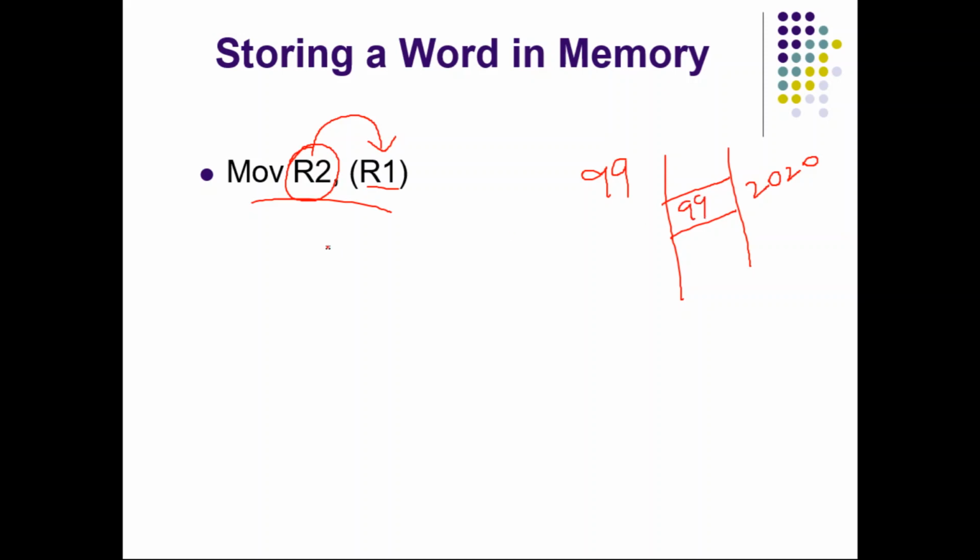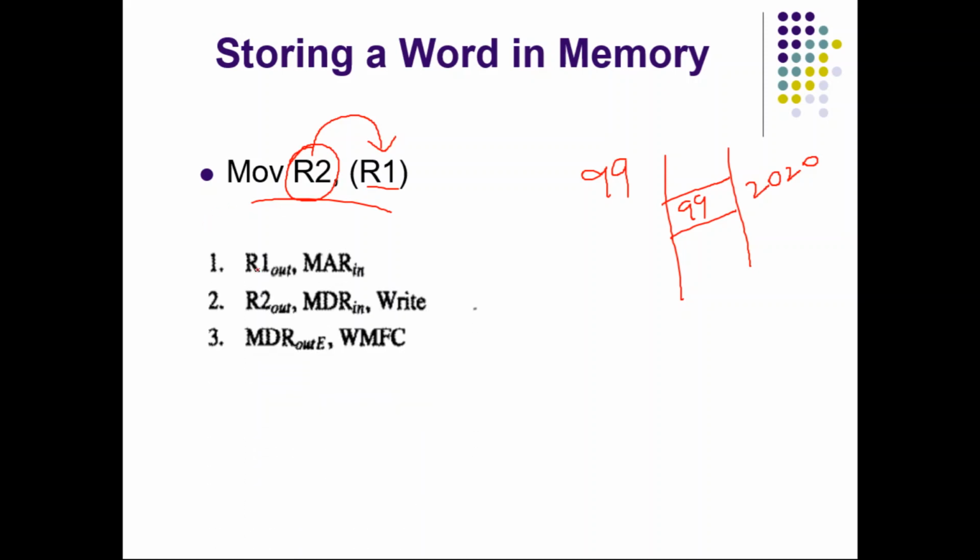This is the objective of this statement. So how will it be done? What is the sequence of operations? R1 out, comma MAR in. So when you give R1 out, what will happen? Whatever is in R1 will be moved to the system bus. What is in R1? As per our understanding, it is 2020. 2020 will be moved to the system bus.